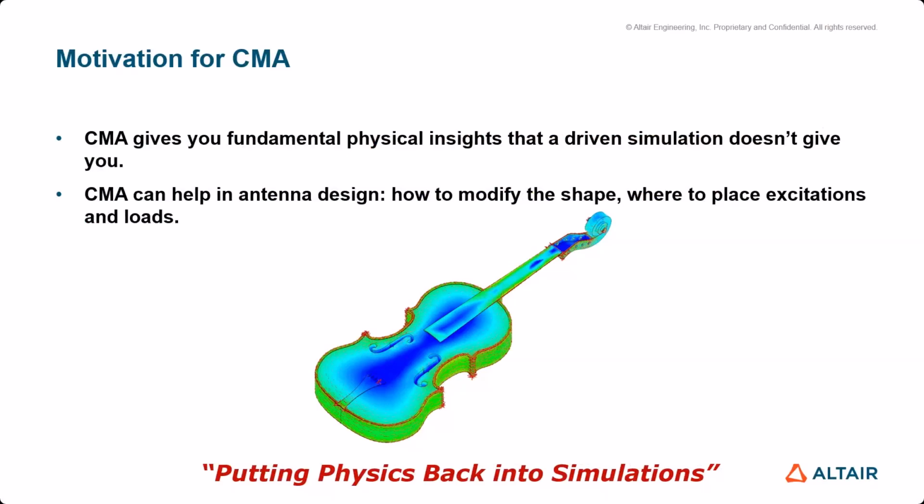This method gives you a fundamental insight into the physics of a physical electromagnetic problem without having to consider specific excitations. This method is helpful, for example, in antenna design, where how you modify the shape can affect the performance, and also obviously where you place excitations and loads.